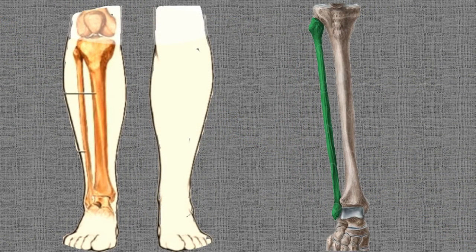Now in the diagram on the left side you can see the fibula is the lateral bone of the leg. On the right side you can see the comparison with the tibia. The fibula is comparatively much thinner. So the main weight bearing function from the leg to the foot is of the tibia.